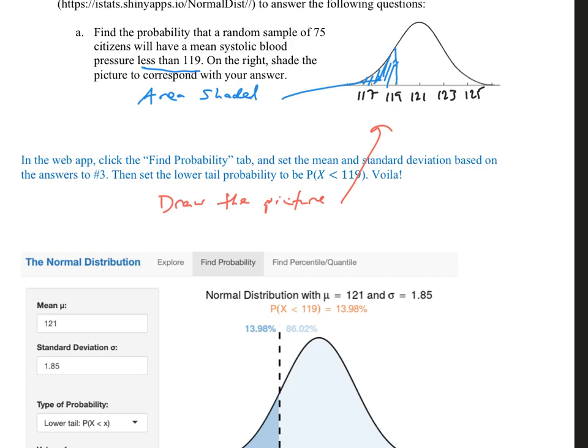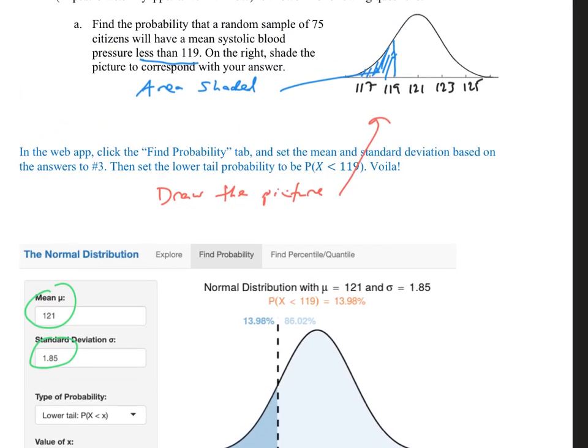You'll notice that when I did that here, I used my mean 121, but I used standard deviation 1.85 because that was the more precise value that I got before. And I don't care. It's the computer having to do the work, so I'm not the one that has to deal with all the decimal places. So I'll give the computer the more precise information.